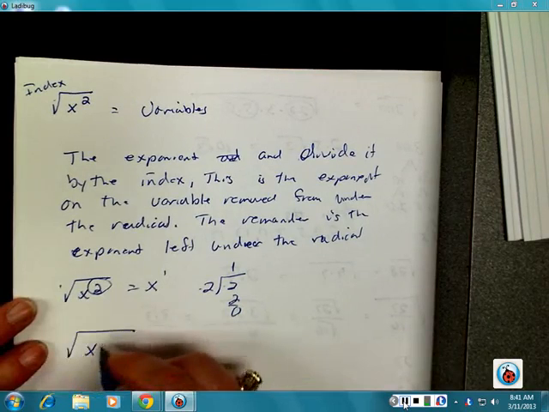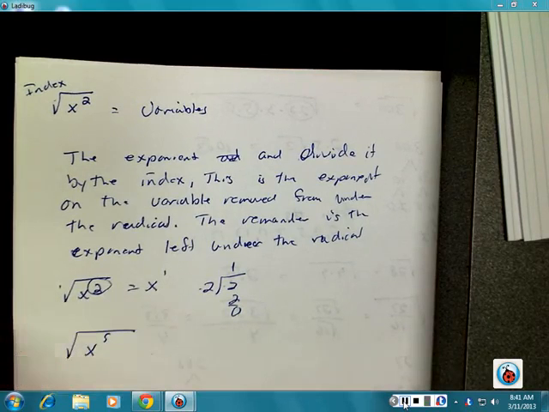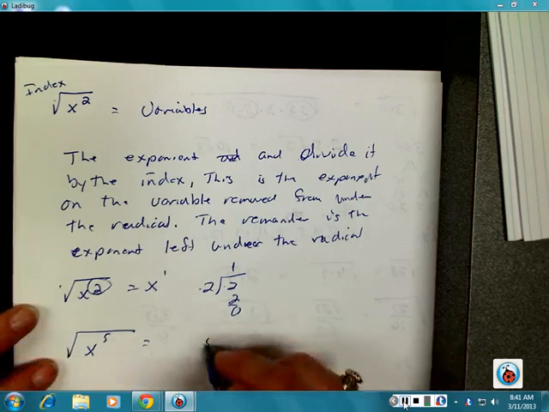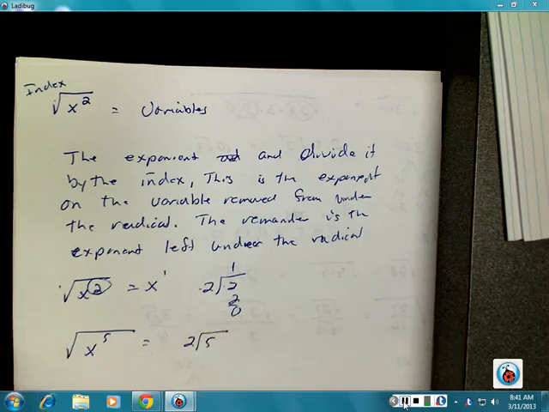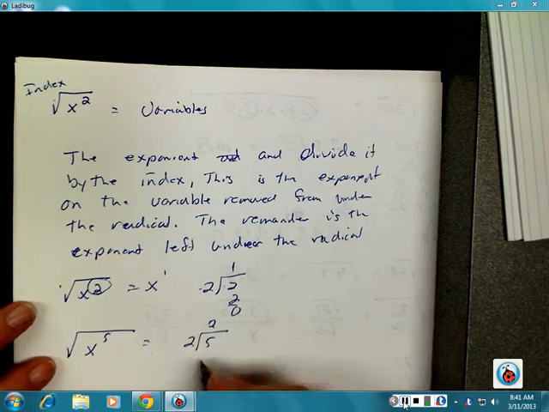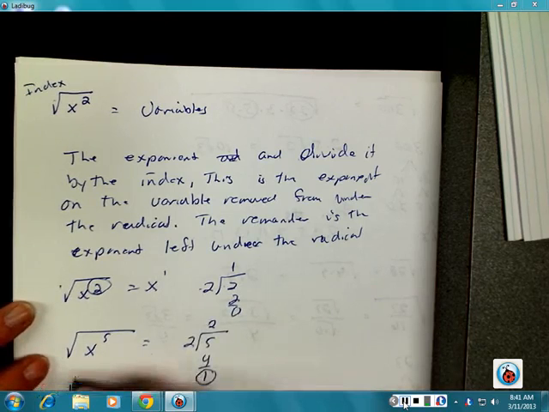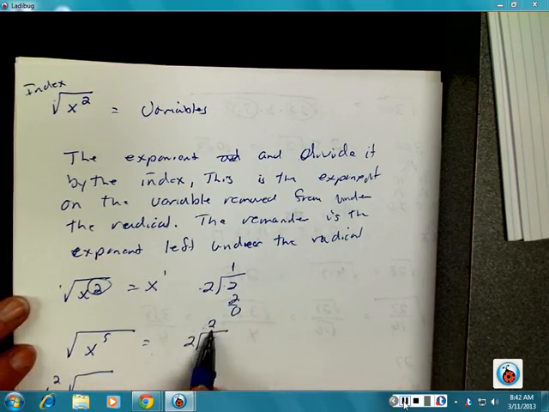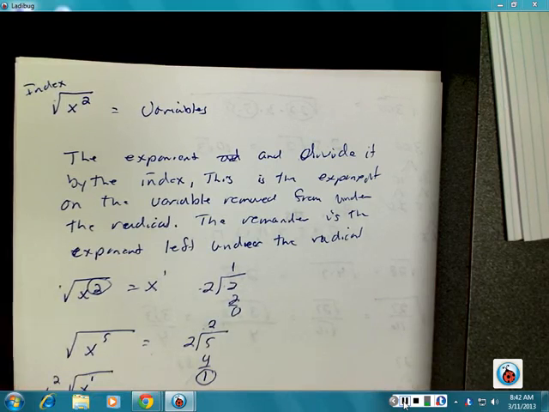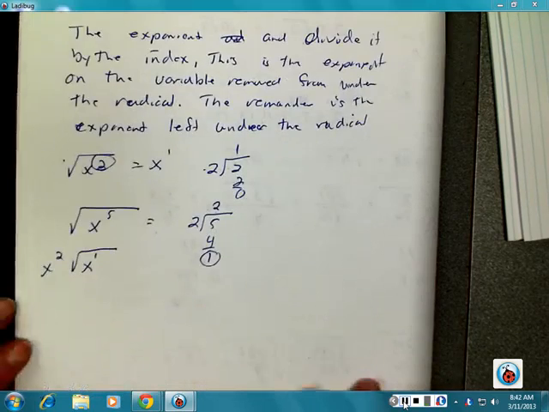Like if I had the square root of x to the 5th, what would end up happening? Well, I would again take 5, divide it by 2. 2 goes into 5 twice. But I have a remainder of 1, so that means I pull out an x squared, because that's my whole value, leaving me an x to the first power underneath my radical, or just plain x would be still remaining underneath there. Okay? So x would still remain under that one.